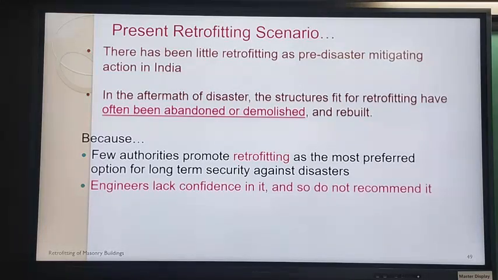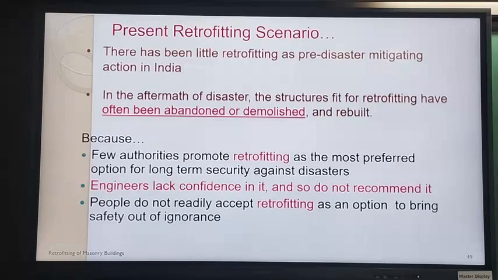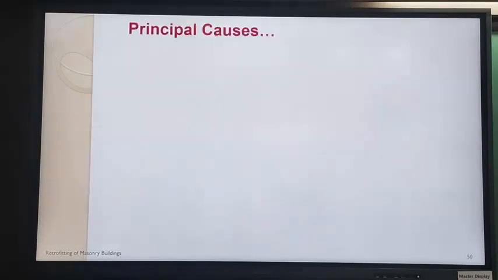And we have seen buildings either abandoned and something new built. In Gujarat, in one block, one of the non-profit agencies with a lot of money, well-meaning, abandoned all the schools and rebuilt them. An enormous amount of money wasted. Engineers lack confidence, and people do not readily accept retrofitting, but we have seen that if you have proper logic, we have been able to convince a lot of people to do it.